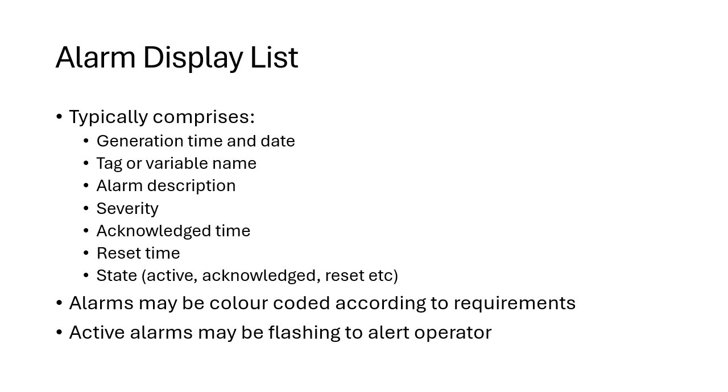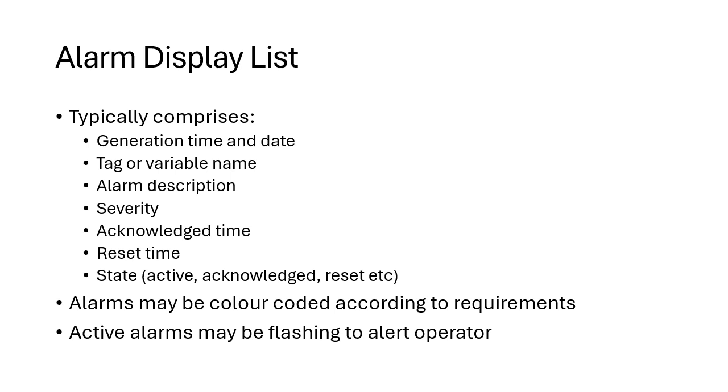Often there's no point in displaying the deleted time, at least not on the current alarm list, but that could also be displayed on a historical alarm report. We might want to display when it's deleted. And in the current active alarm list, we'd also want to display the state. Is it active? Is it acknowledged? Is it reset? And so on.